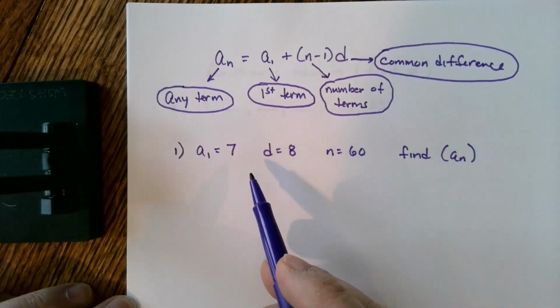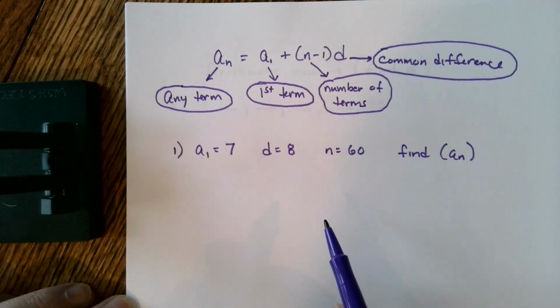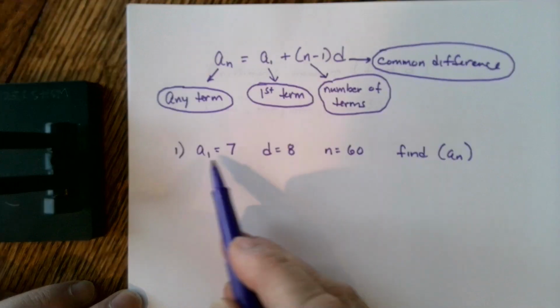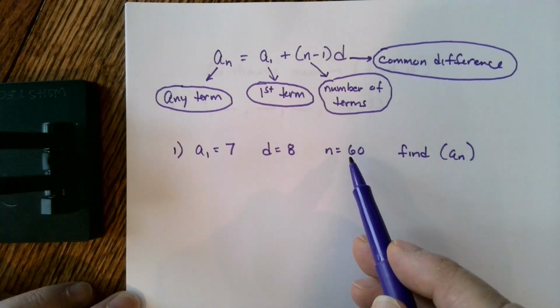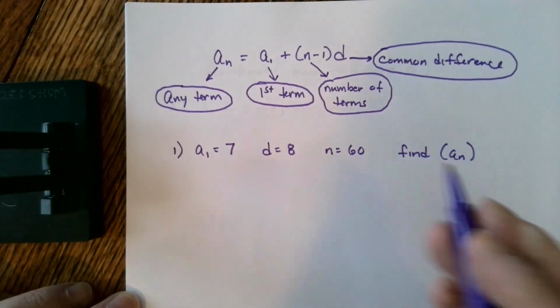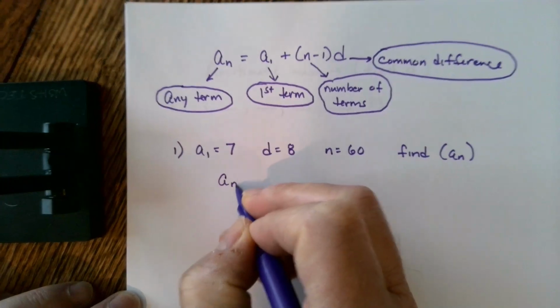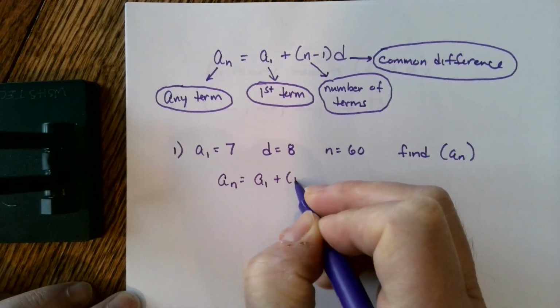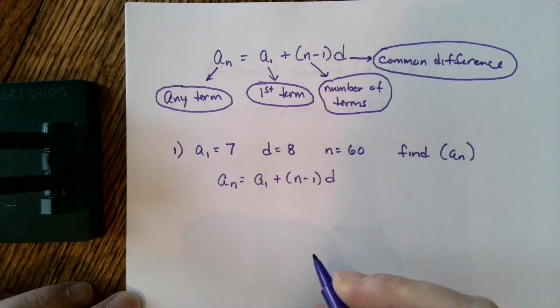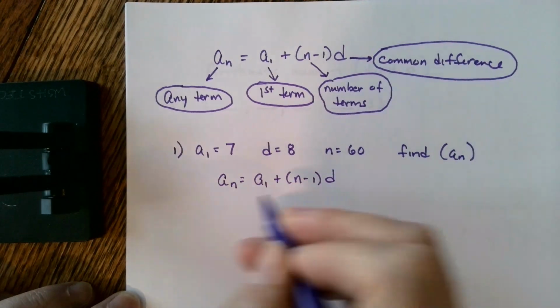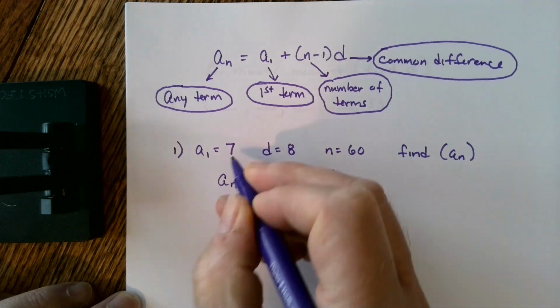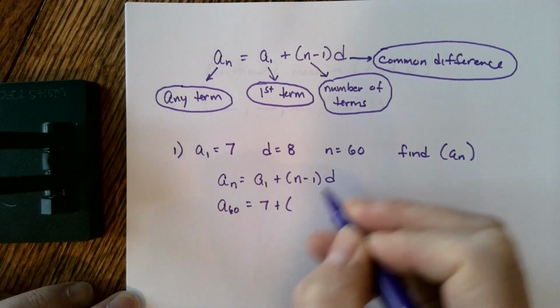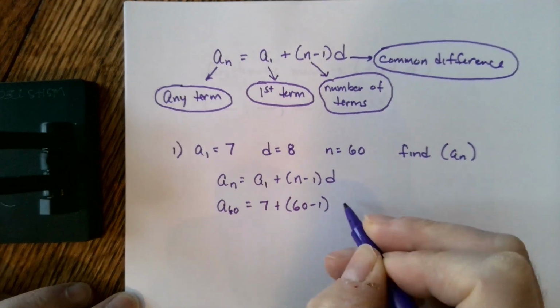So the practice that I've sent you, here's problem number 1. Let's take a look at it and how we would work it. The information is given to us as the first term is 7, the common difference is 8, the number of terms is 60, so therefore we want to find a sub n. So we're going to use the formula a sub n is equal to the first term plus n minus 1 times d. However, since we know that n is 60, we're actually looking for the 60th term's value. My first term is 7, the number of terms is 60, and my common difference is 8.